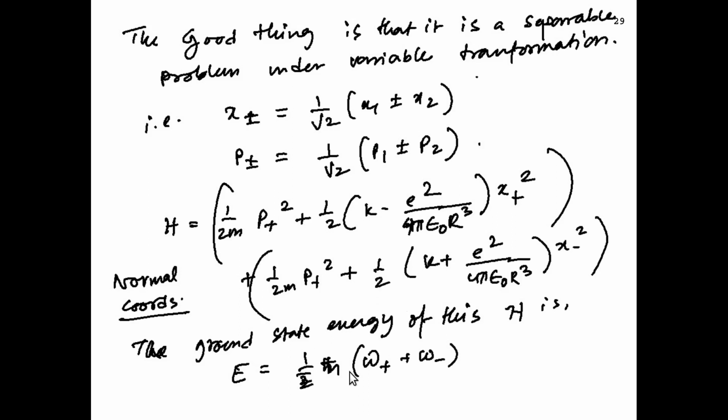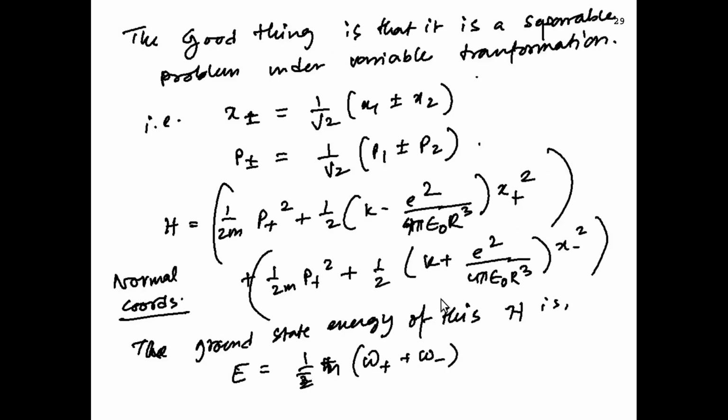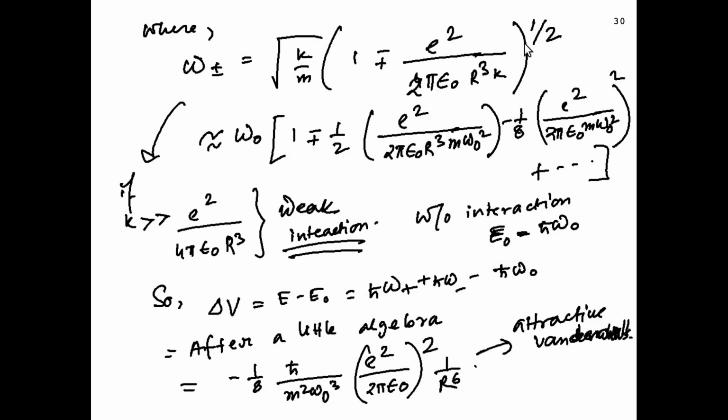So what is the ground state energy of this problem? It is half h bar omega plus plus omega minus. What are the omega plus and omega minus? We know from here what they are. This is basically this quantity, which you can again expand, because under the approximation that this k is much larger than the interaction, and that's a valid approximation. If I say this e is a small quantity and r is the distance which is larger, and that implies it's a weak interaction. So if it is a weak interaction, you can write it in this form.